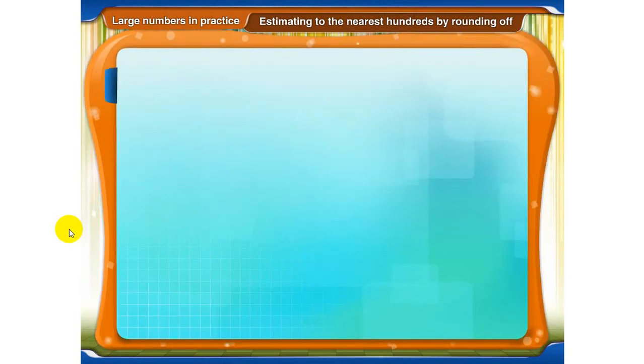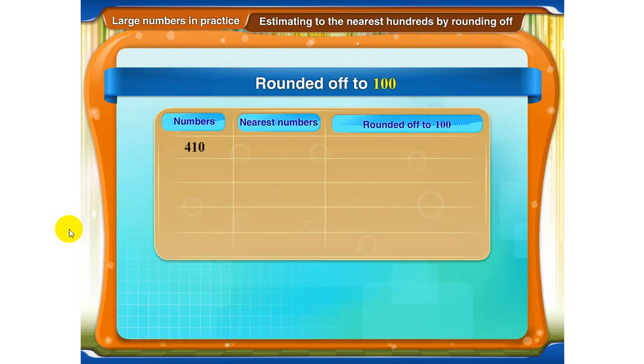Estimating to the nearest hundreds by rounding off. Is 410 nearer to 400 or to 500? 410 is closer to 400, so it is rounded off to 400, correct to the nearest hundred. 889 lies between 800 and 900. It is nearer to 900, so it is rounded off to 900, correct to the nearest hundred.